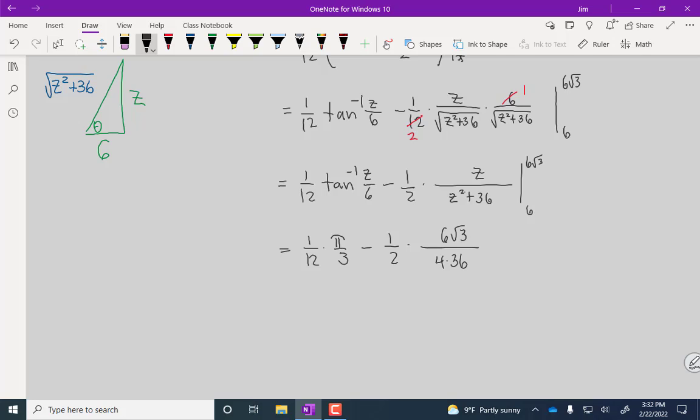Now we plug in the 6. So subtract off 1/12 times inverse tangent of 1. Inverse tangent of 1. Angle on the right-hand side of the unit circle with a tangent value of 1. What angle on the right has a tangent value of 1? Pi over 4. Pi over 4, exactly. Pi over 4 is the angle on the right with a tangent value of 1. And then we subtract the negative, so we get plus 1/2 times 6 over 72.